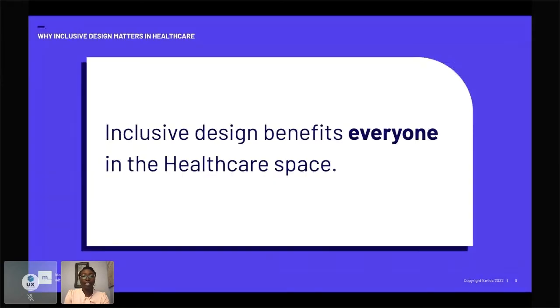So my key takeaway here is that we should look at products as something that should be accessible for everyone. And the only way we can achieve that is to go beyond designing for average users.